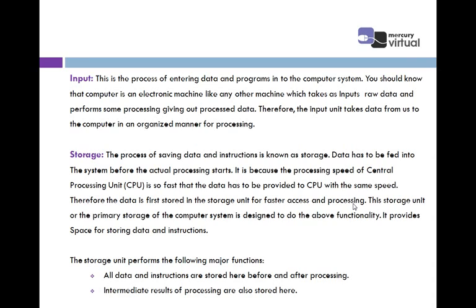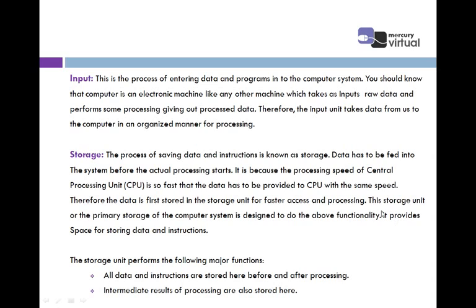As I told you, time saving is one of the main features. So faster access means how the CPU fetches from the memory in an effective way, in a time saving way, in an early manner. So this is the faster access and processing. This storage unit or the primary storage of the computer system is designed to do the above functionality. Means all this functionality is done by the primary storage, that is also known as RAM, that is random access memory, that I will talk to you about in later slides.